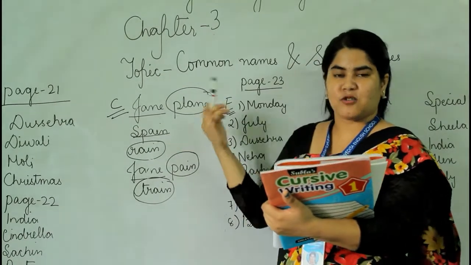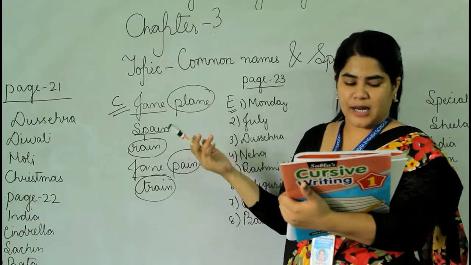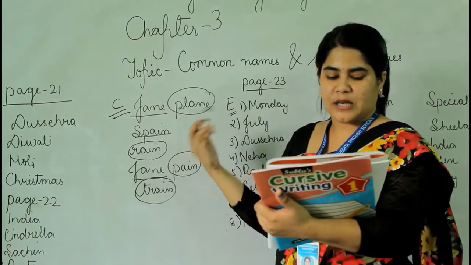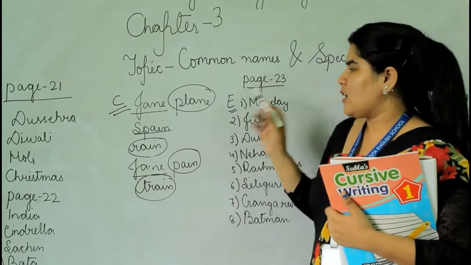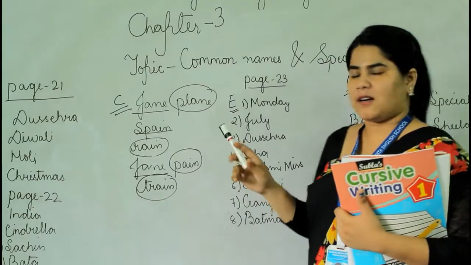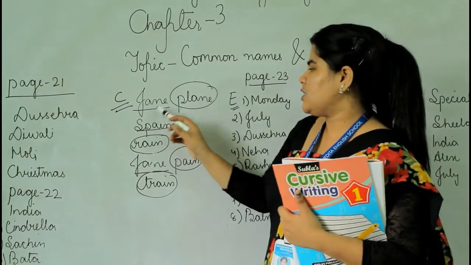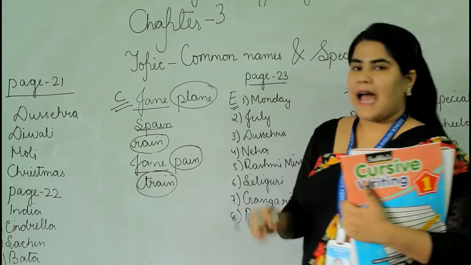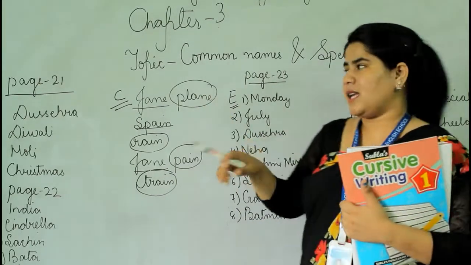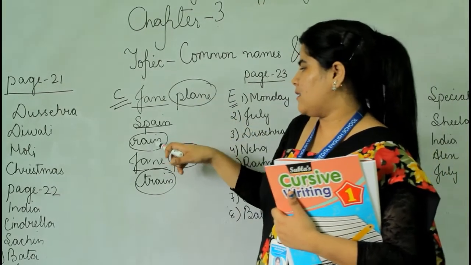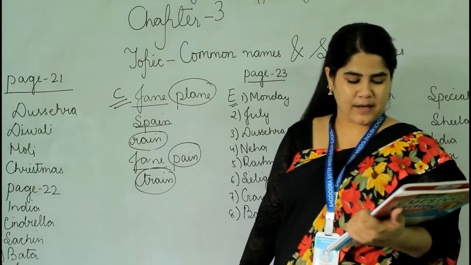Jane went in a plane to Spain, but it started to rain and Jane felt the pain, so next time she is going by train. So what you have to remember here is you have to underline the special names. So the special names are Jane, Spain, again Jane, and you have to circle the common names. They are plane, rain, pain, again and train.